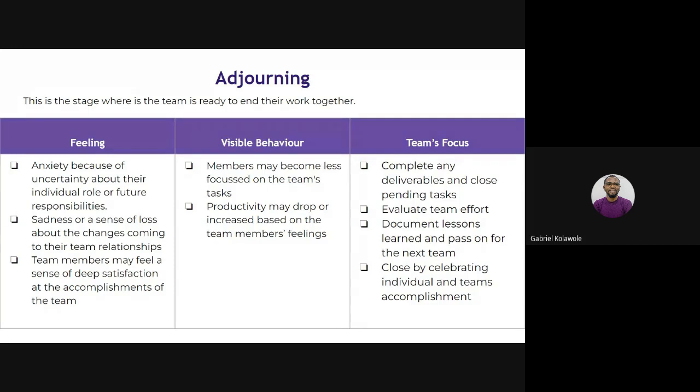At this point, people start feeling anxiety. What happens after now? A sense of sadness and a sense of loss of change. Like, what change is going to happen? What happens after this project, or this project is ending? Will I get another opportunity? Stuff like that. At this point, members become less focused. They start losing focus.